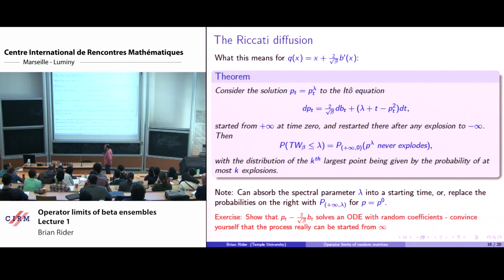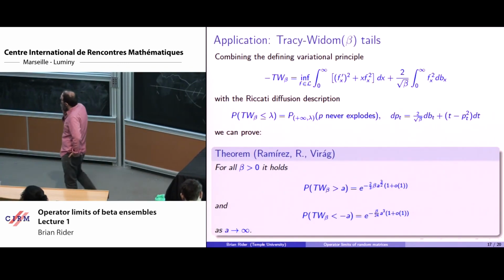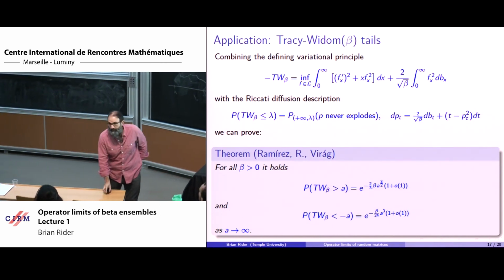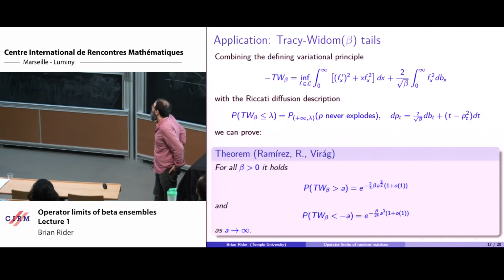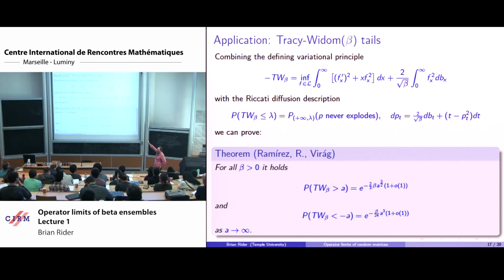Okay, so I'm going to take 2 more minutes. Because what I'll do is I want to show you that this whole stochastic Airy thing isn't just a pretty face. We can actually do quantitative things with it. So here's something we can do very quickly with this setup. On one hand, we have this variational principle, which we don't know that makes sense, but we have it. And on the other hand, we have this Riccati diffusion description of the distribution function for Tracy-Widom beta.